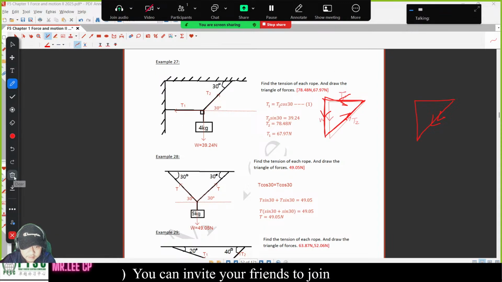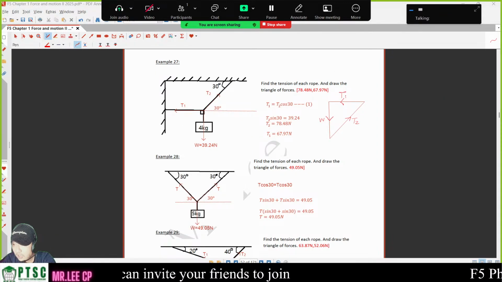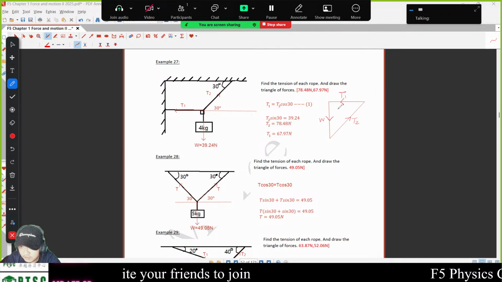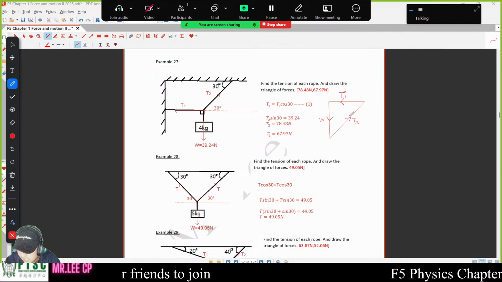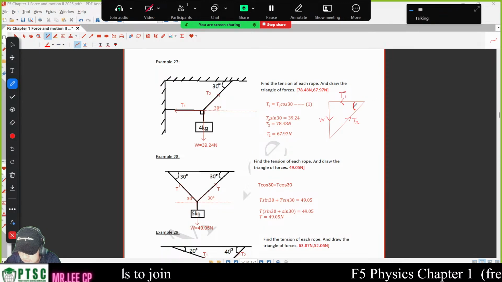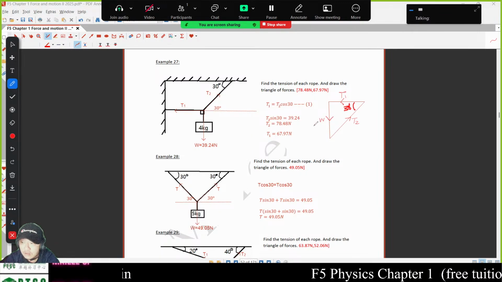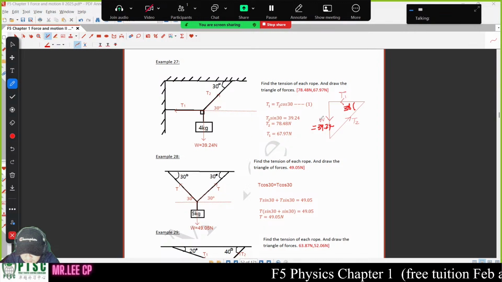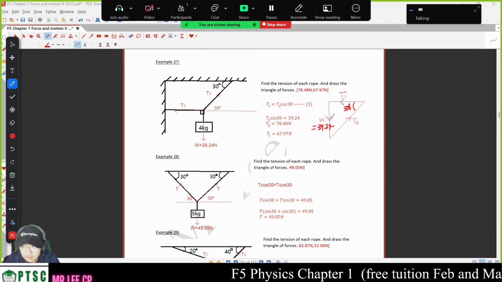Alright. I hope you're okay. So I draw this. I try to use your way to calculate. When you have drawn this already, you need to label the angle. Right? This is the angle T2. So this angle is 30. Right? T2 is 30. So this one is 39.24. Now sine is opposite over hypotenuse.